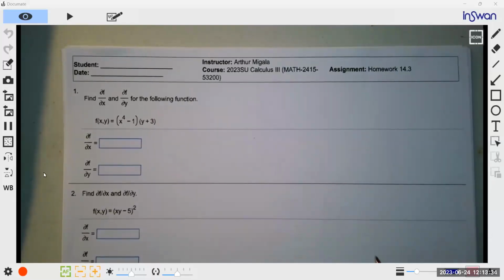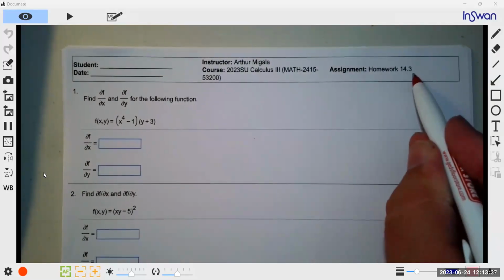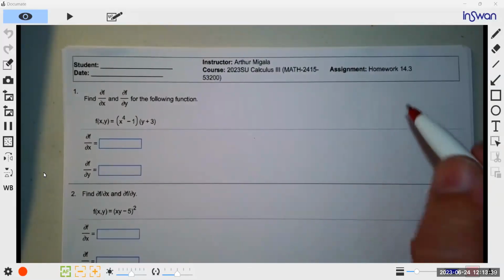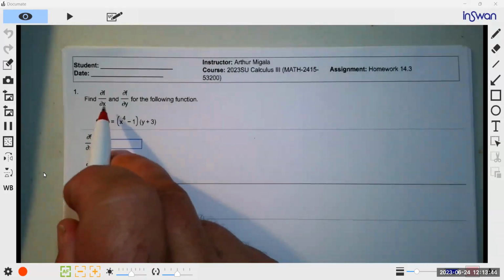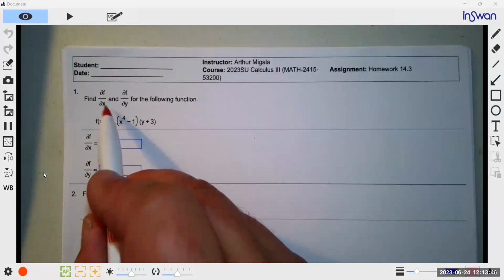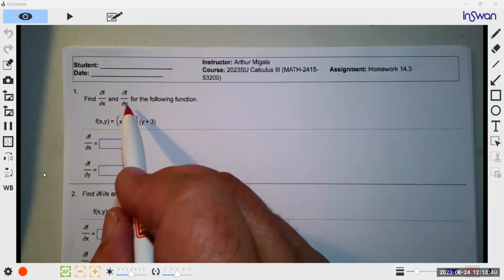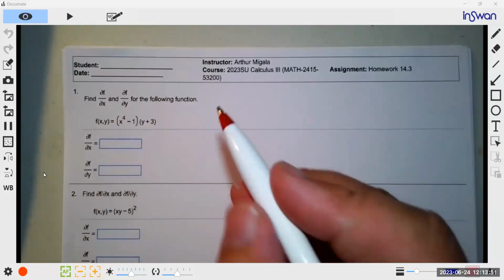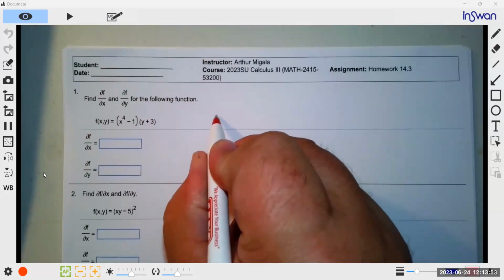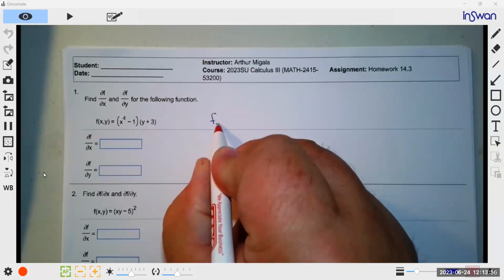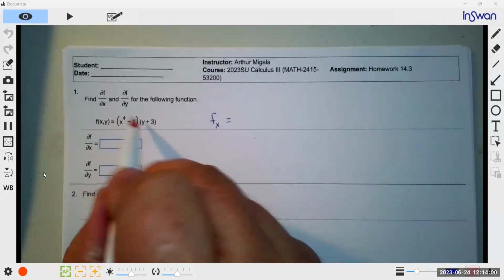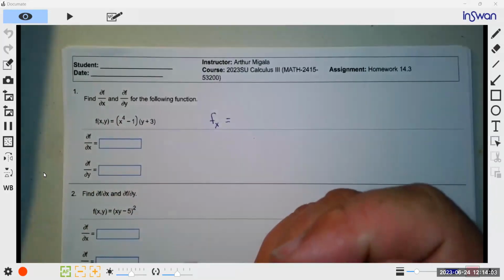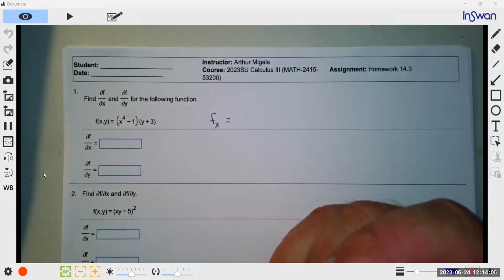Okay, welcome back, everybody. Now we're doing 14.3 homework assignments, section 3 of chapter 14. The first one is asking us to find the partial derivative of f with respect to x and then the partial of f with respect to y for the following function. So the function of x, the partial of x. So we could multiply those together, or we can do the product rule.